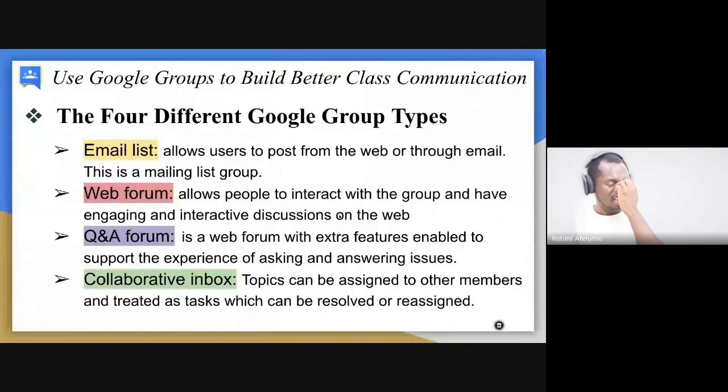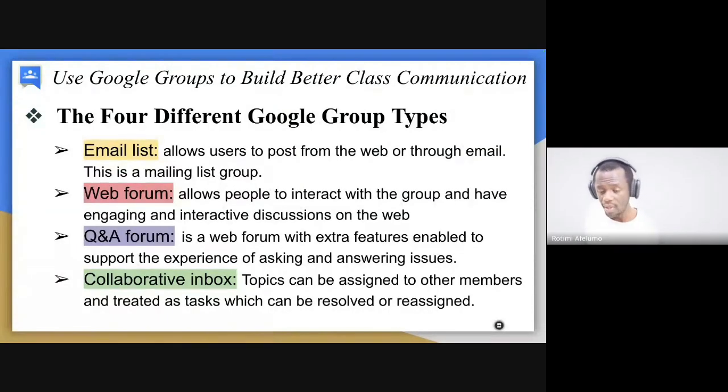Right. So web forum, online, people can interact and engage. Everybody in that group can interact. A Q&A forum is a web forum with extra features to support the experience of asking and answering questions. You can look at the different use cases where you can use this within your school or even in your own organization. Collaborative inbox. Topics can be assigned to other members and treated as tasks which can be resolved or reassigned.